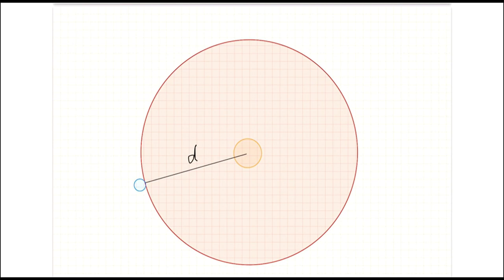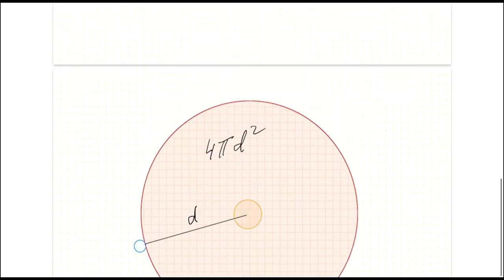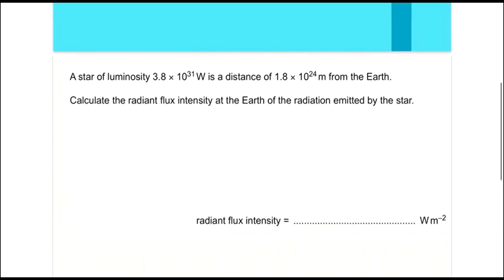So as I said, the area of a sphere is taken as 4 pi r or d squared here. Applying this inverse square law in the following example, where I have a star of luminosity 3.8 times 10 to the power of 31 watts, placed 1.8 times 10 to the power of 24 meters away from Earth.